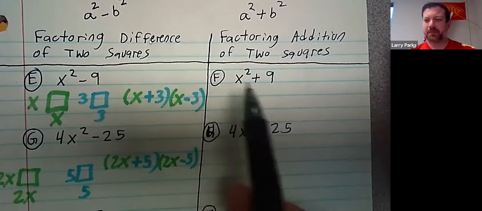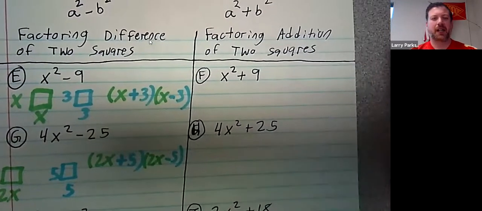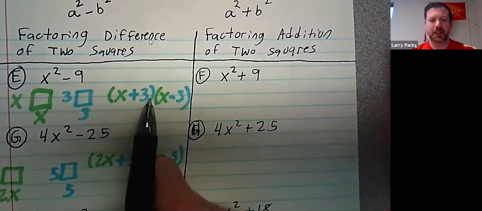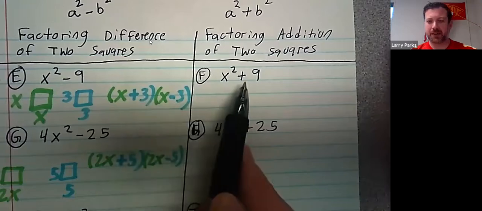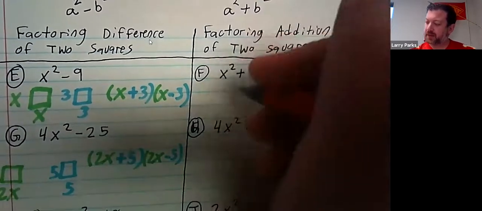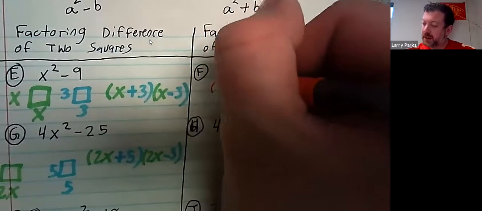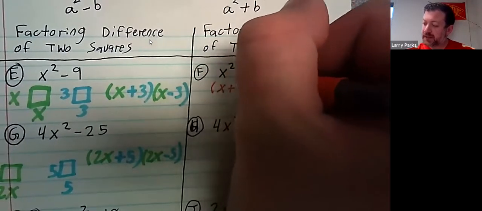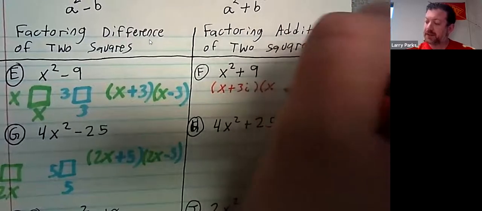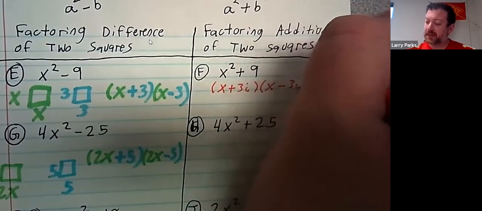And the way is you're going to use imaginary numbers. So on this, and I'll just keep it simple, it's still going to be x plus 3, x minus 3, but there's going to be an i right there to represent the plus. So this is going to be x plus 3i, x minus 3i.